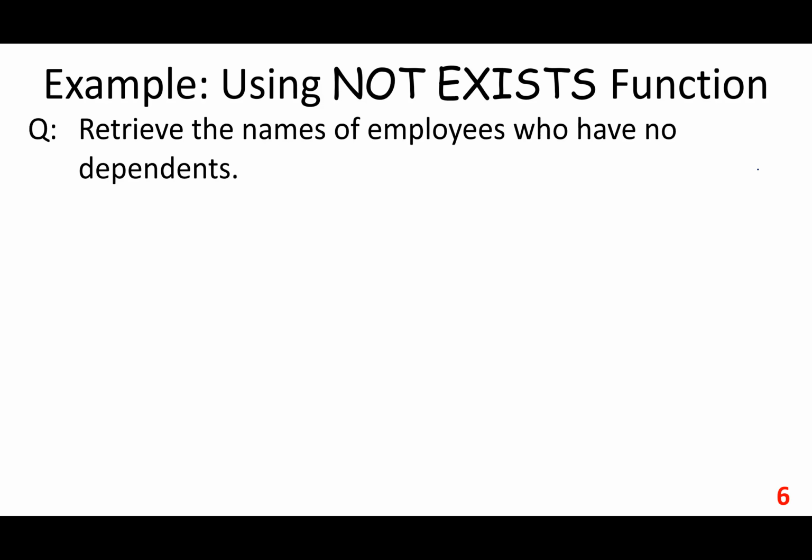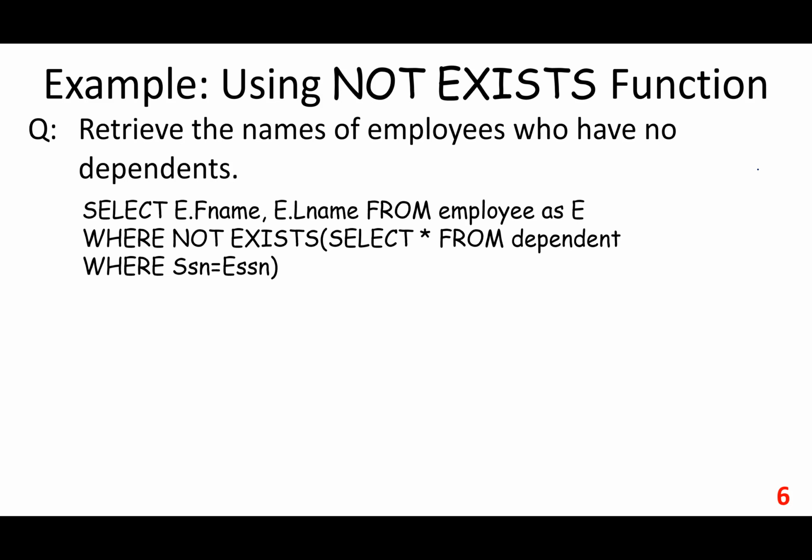Look at the question. Retrieve the names of the employees who have no dependents. That's a simple question, so we can write a statement without using this function easily. Remember, we can use the count function, right? We count the number of dependents equals 0. So usually people can do it in that way, the count way. All right, so here, as a practice, we use the not exists function.